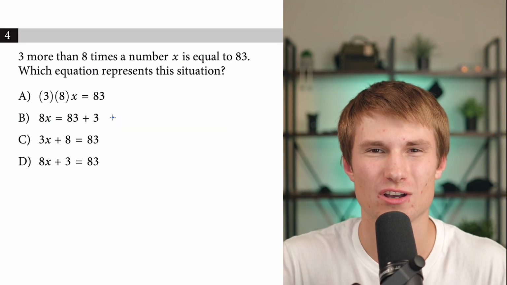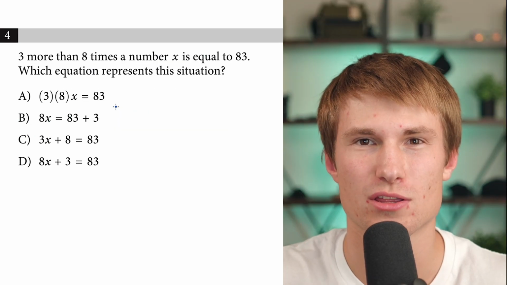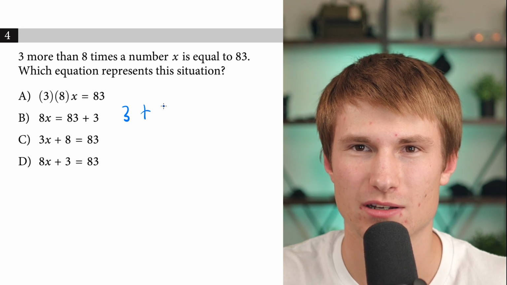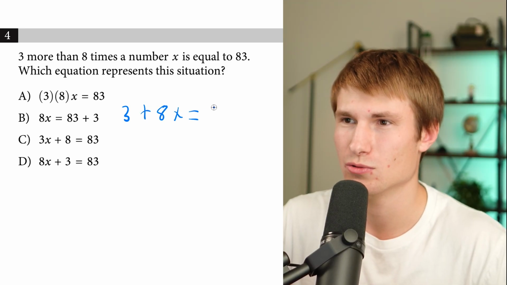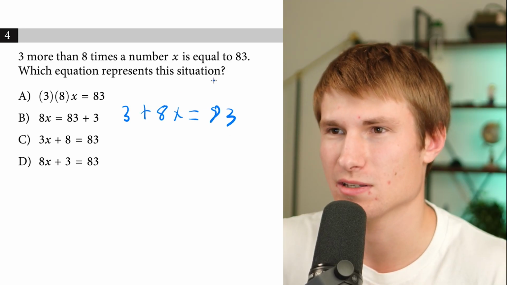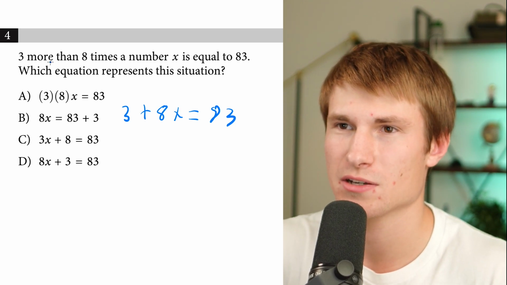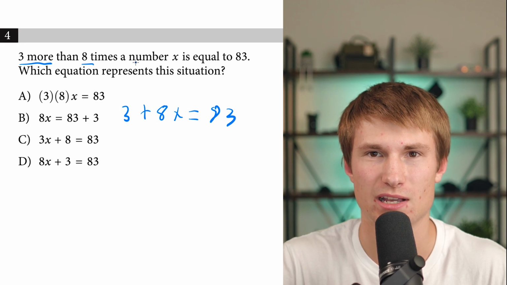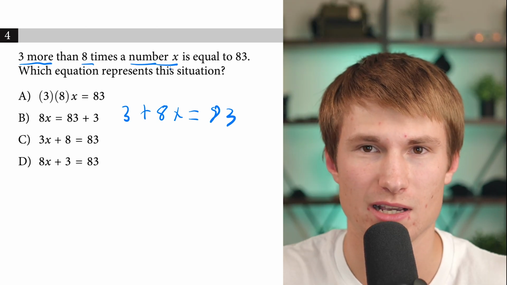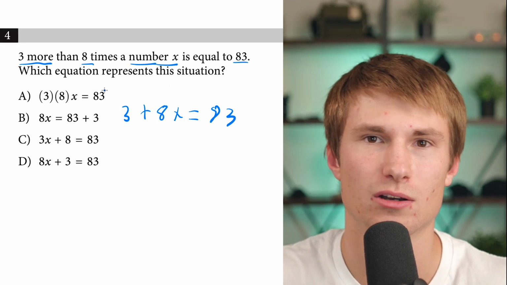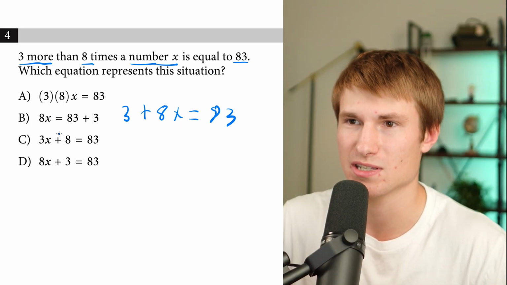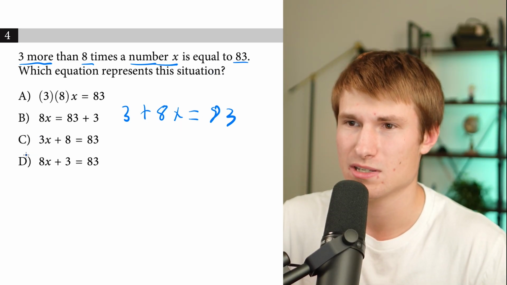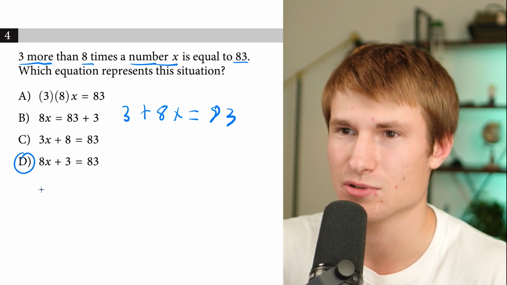Here's how to efficiently solve this SAT math question. The question states 3 more than 8 times a number x is equal to 83. Which equation represents this situation? One thing you'll note is as I read the question, I started writing down the equation. I noticed we have 3 more. That means 3 plus something, 8 times a number, which is represented as x. So plus 8x is equal to 83. So for the equation, we've already got it: 3 plus 8x equals 83. We see that we have that in answer choice D, so D will be our correct answer there.